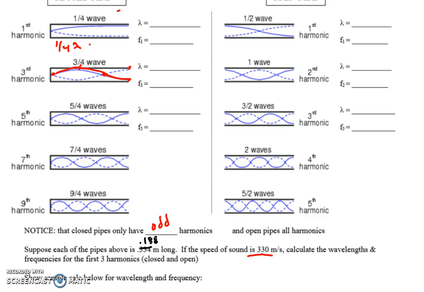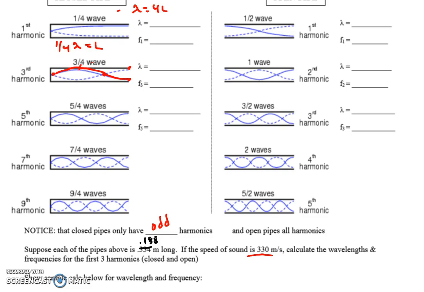And that fits into a tube of length L, which we were given, but we'll fill in the numbers later. So if I solve for lambda, I see that lambda is equal to 4 times the length. It's as simple as that.